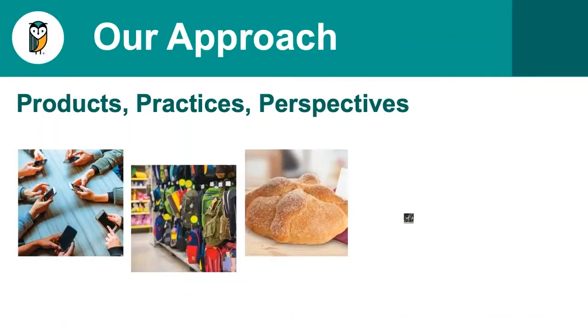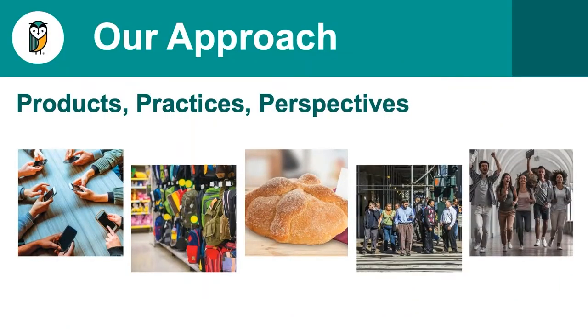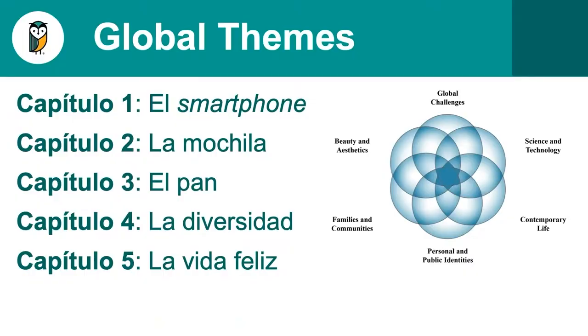Each unit highlights a product or cultural value: smartphone, backpack, bread, diversity, happy life, and asks learners to engage in in-depth exploration of cultural practices and perspectives as they relate to that particular cultural product or value, all within the context of the 6 global themes and almost all of the sub-themes outlined by the AP exam.